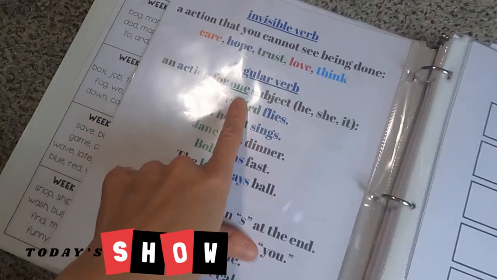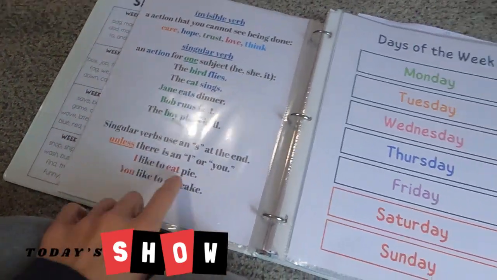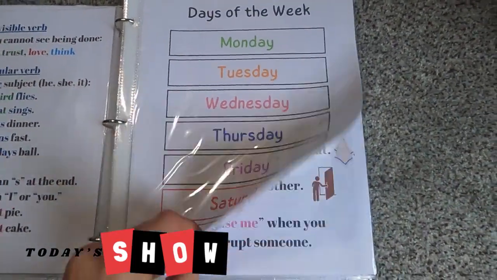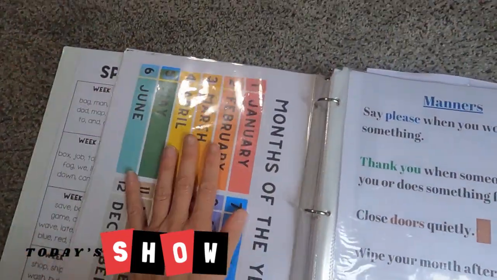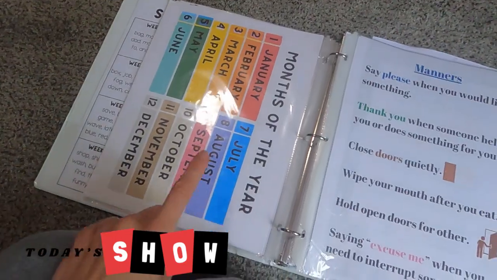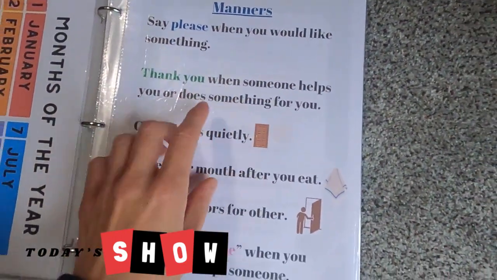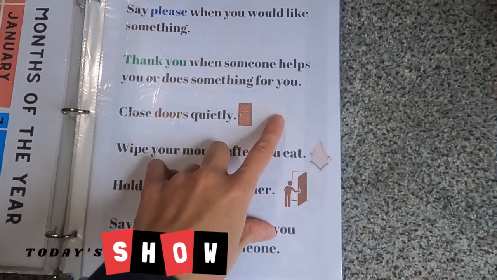Okay, so here we have an invisible verb, a singular verb. Okay, then we have days of the week, right? Because, you know, I know everyone knows the days of the week, for heaven's sakes. I don't know if that's bad to say, for heaven's sakes. Months of the year. We have manners. Say please when you would like something. Thank you when someone helps you or does something for you.